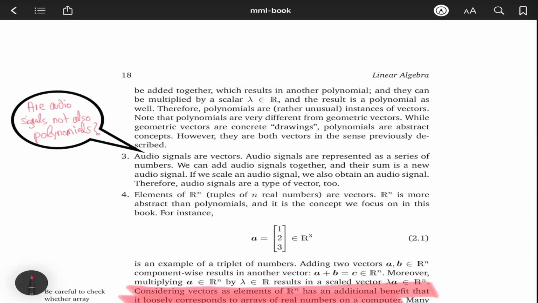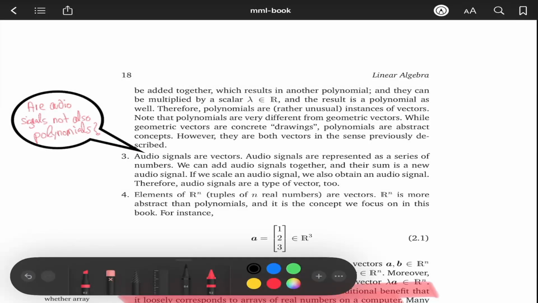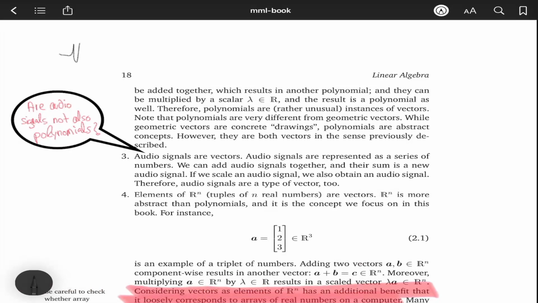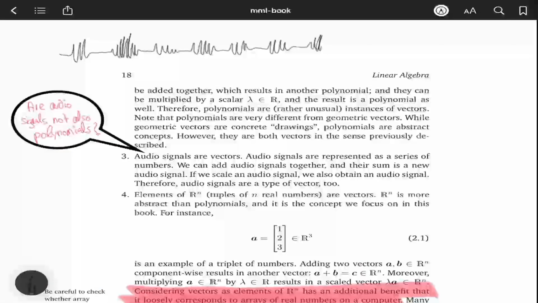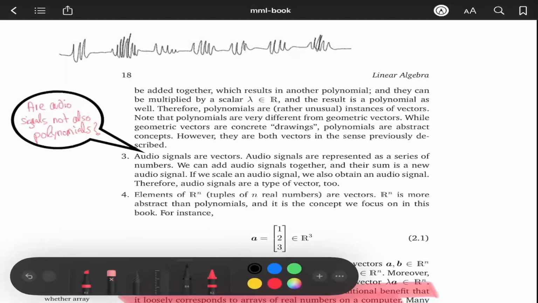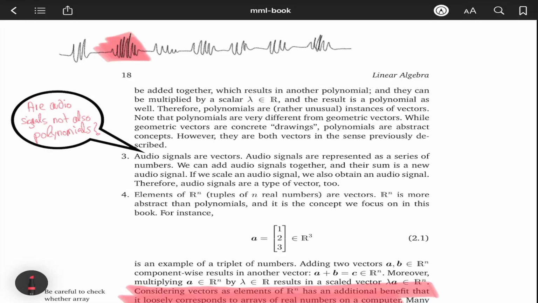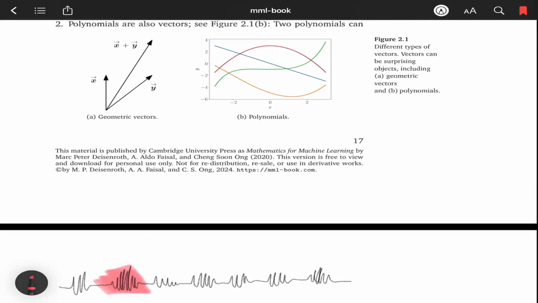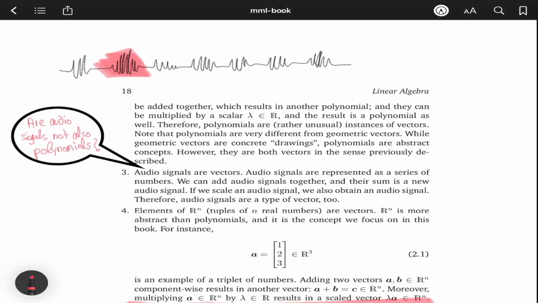Maybe they're not. Usually, if you see something like an audio signal, you think more like something like this. I loosely remember that these things are sine waves, and there's a way to construct basically any function with a bunch of sine waves. Maybe that's the difference. Not sure.